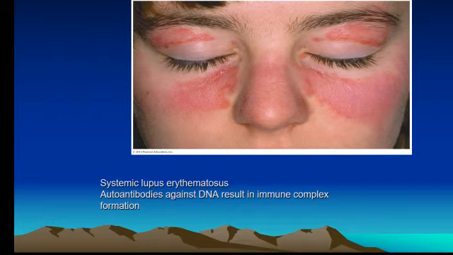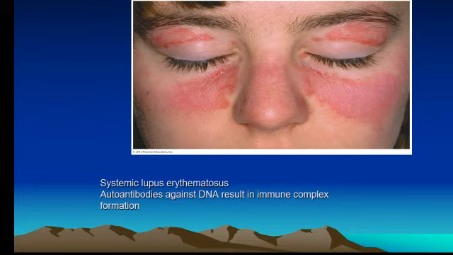Systemic lupus erythematosus. This type of reaction is a hypersensitivity caused by lupus, and autoantibodies against DNA result in immune complex formation. This type is type 3 hypersensitivity, caused against the DNA with immune complex formation.